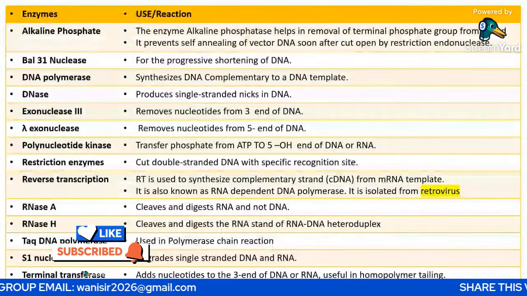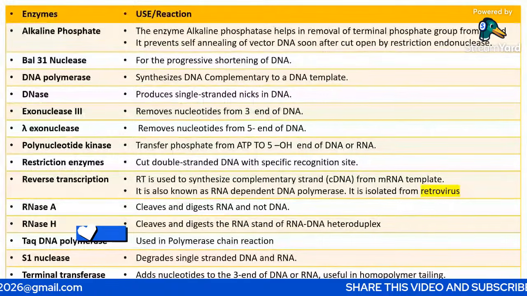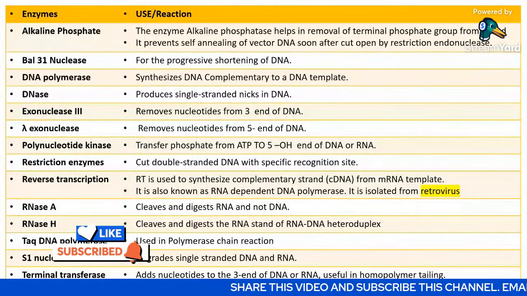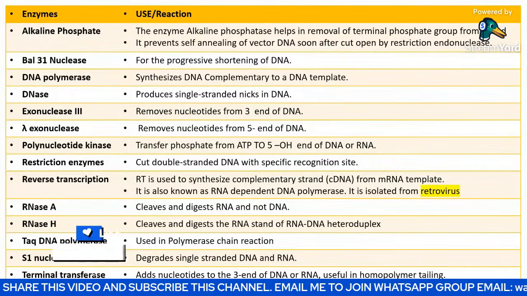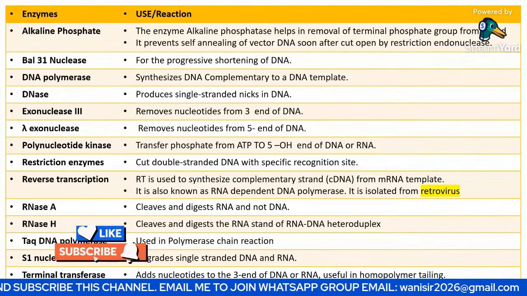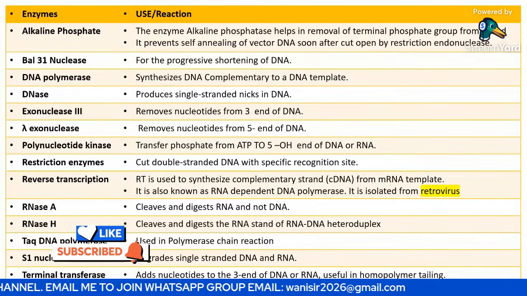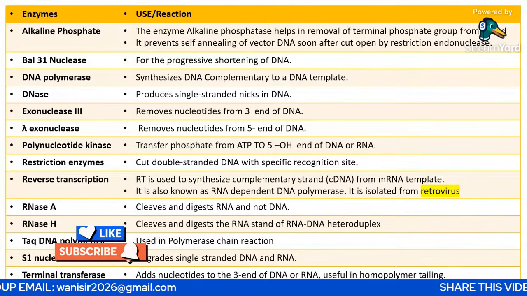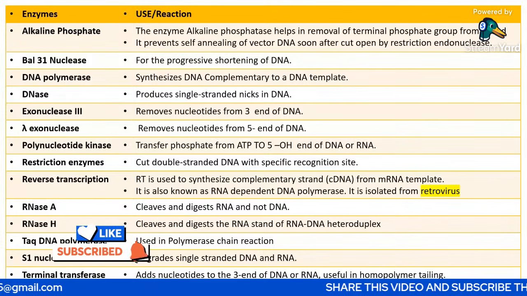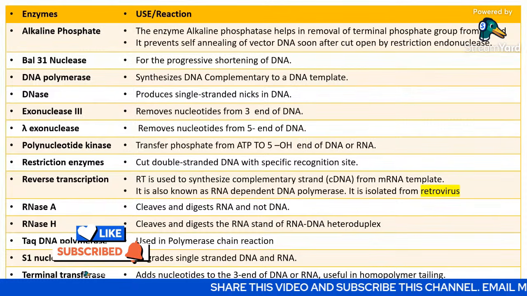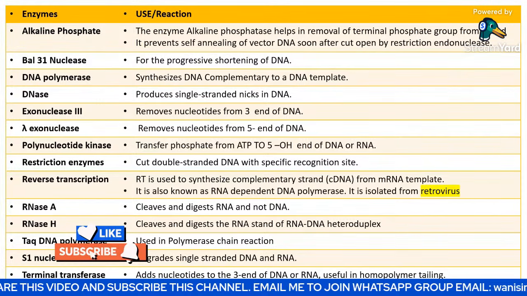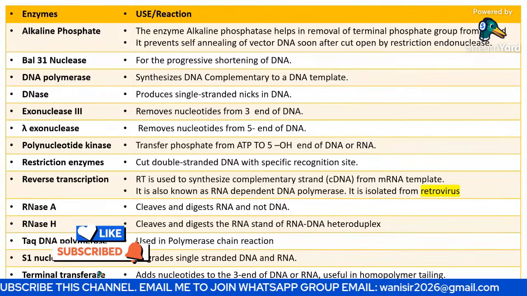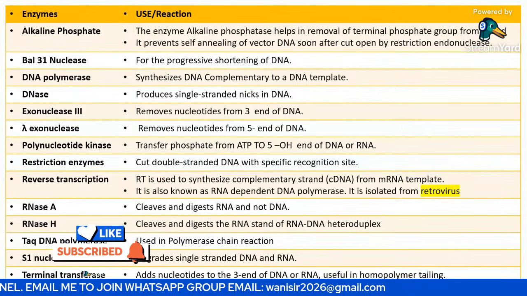Now, other enzymes which are very important for recombinant DNA technology are alkaline phosphatases. The enzyme alkaline phosphatase helps us in removal of the terminal phosphate group at the 5 prime end, and it prevents self annealing of the vector DNA soon after the DNA is cut by restriction endonuclease. So, what is the work of alkaline phosphatase? It helps in the removal of the terminal phosphate group from the 5 prime end. If there is no phosphate, ligation may not take place, so self annealing of the vector does not occur.